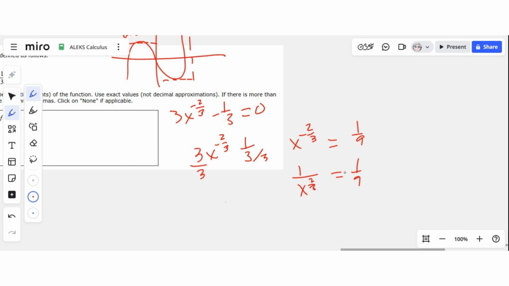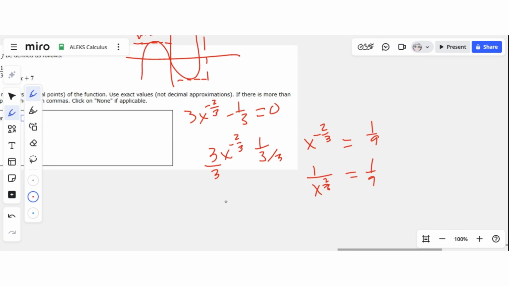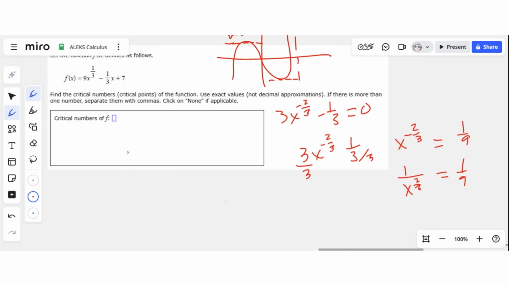And let's pause for a moment here. Now that I've written it this way, you can see that I have a variable in a denominator. And what that means is if x equals 0, this whole thing is undefined. So 0 is one of those points. Maybe it's got a vertical slope at that point. Maybe it's going to an asymptote or something, but something is going on at 0. So 0 is a critical point.